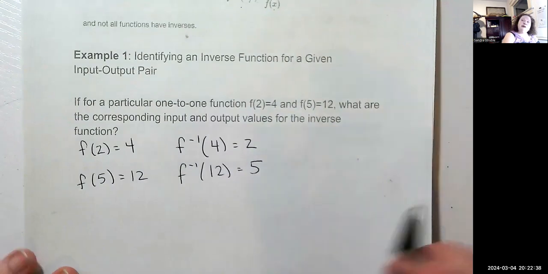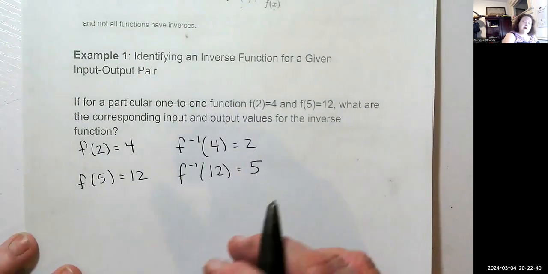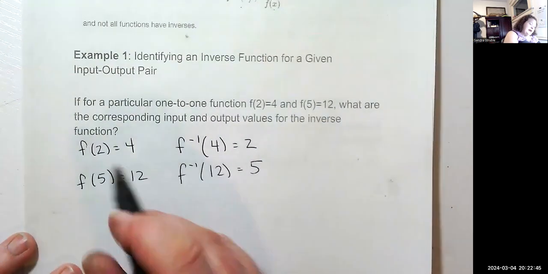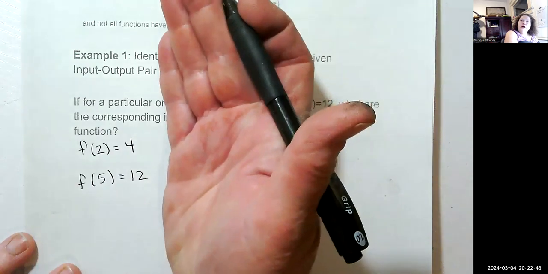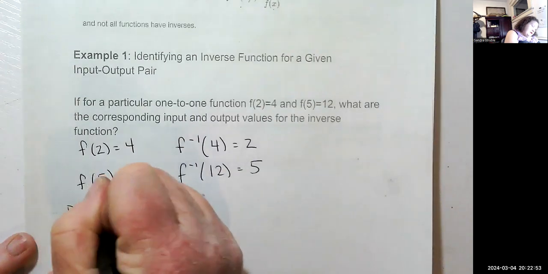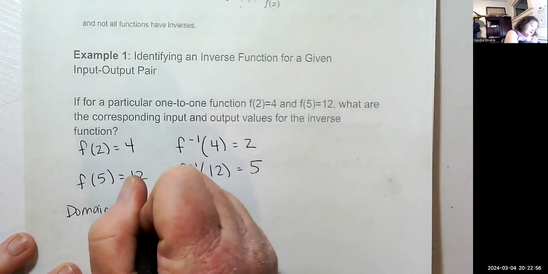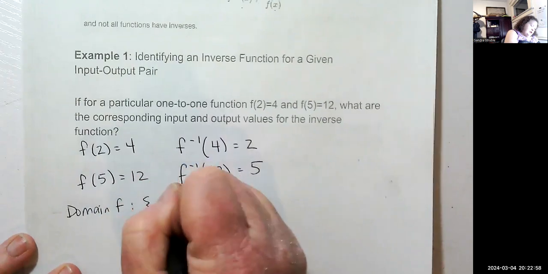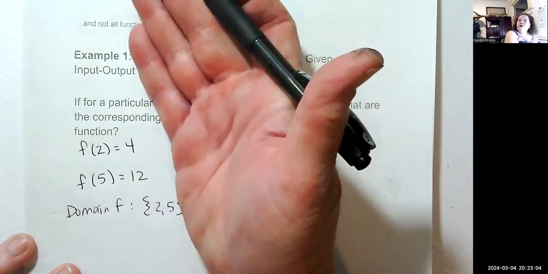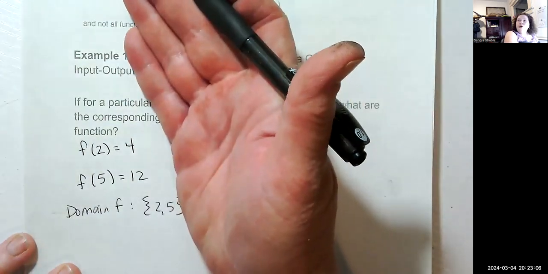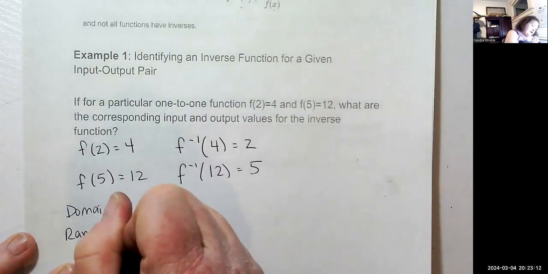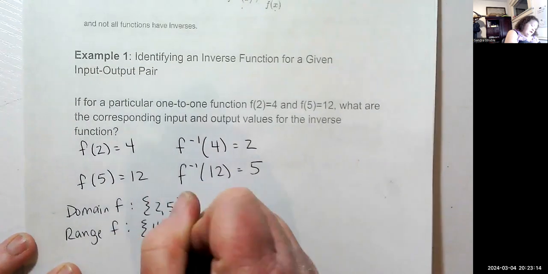So here's something really neat to start noticing, and we'll talk about this more as it develops, but this is a great time to look at it. What is the domain for our f function? Our domain is 2 and 5. So the domain for f is the set {2, 5}. What's the range for our f function, the output? The range is 4 and 12. So the range for f is the set {4, 12}.